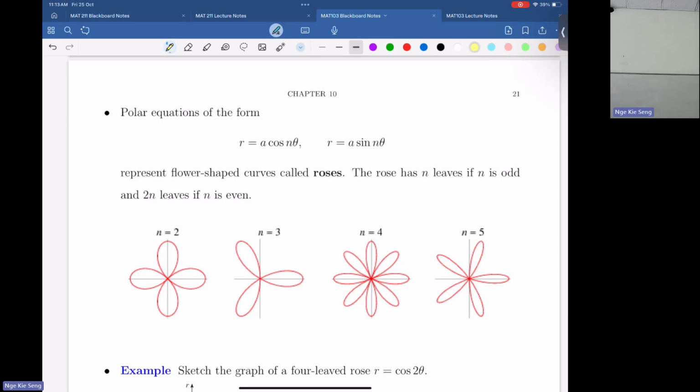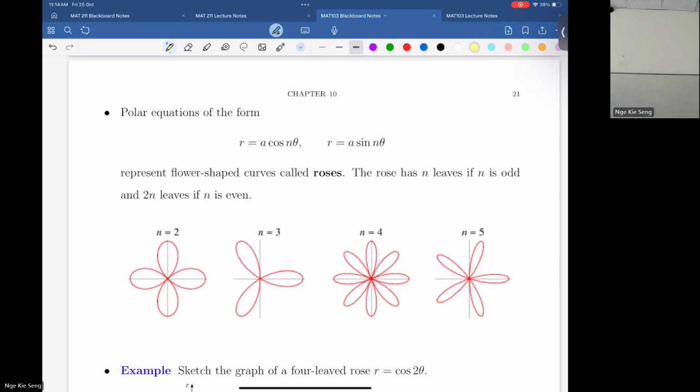When n equals 3, 3 is odd, so there's only 3 leaves. Exactly 3 leaves. When it's 4, there's 8. And when it's 5, there's only 5 leaves here. You see that they are quite symmetric. So similarly, we will learn how to graph this.